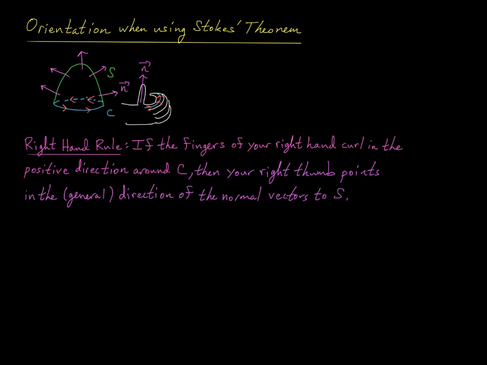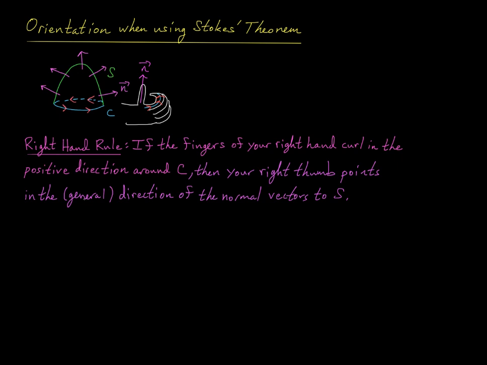So let's say I orient the boundary curve C in a counterclockwise fashion if I'm looking down on the curve. So what this convention would say then is that if I curl my, and please forgive this really horrible drawing of a right hand, but I think it conveys the idea, if I curl my right fingers in the direction of positive orientation for C, which again is counterclockwise in this case, then my right thumb is going to point in the general direction of the normal vectors to the surface.